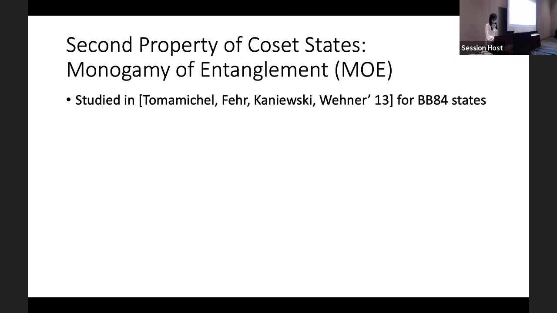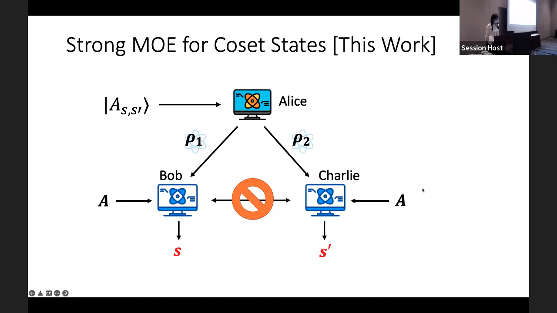So what's a monogamy of entanglement game? Here we present something we call a strong monogamy of entanglement game for Coset states. In the first stage, the challenger prepares this Coset state and keeps the subspace description S and also S prime secret, of course, only to himself. And he gives one copy of the state to Alice.